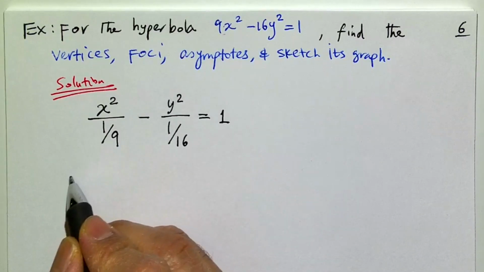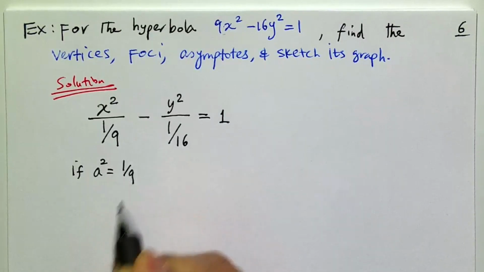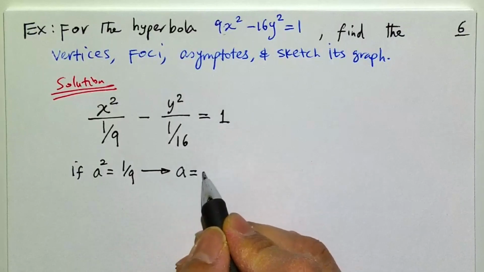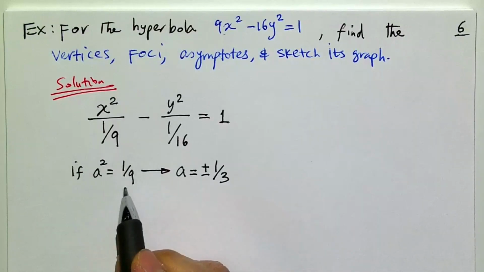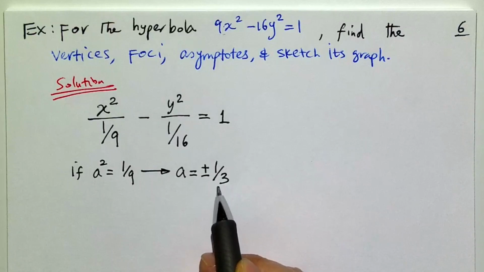So if a squared is equal to 1 over 9, then what do we know about a? A would have to be plus or minus 1 over 3, right? Square root of both sides. And by the square root property, which we learned about in basic algebra, college algebra, we end up with plus or minus 1/3.